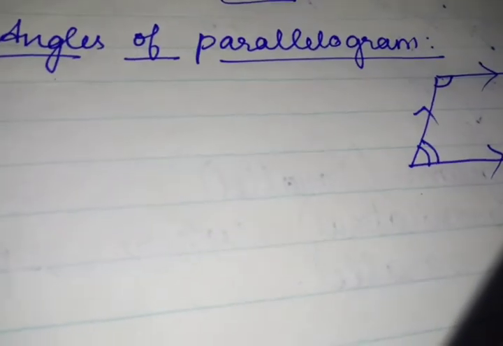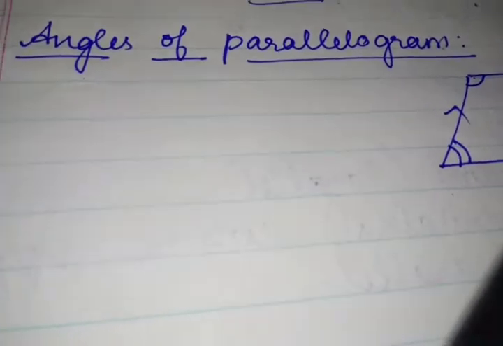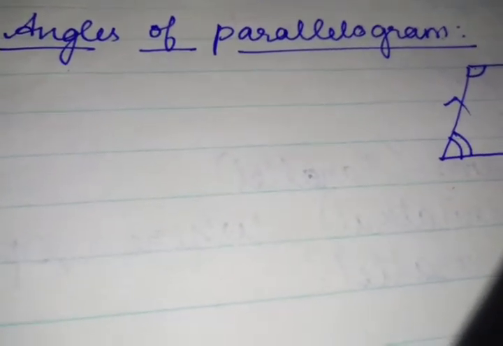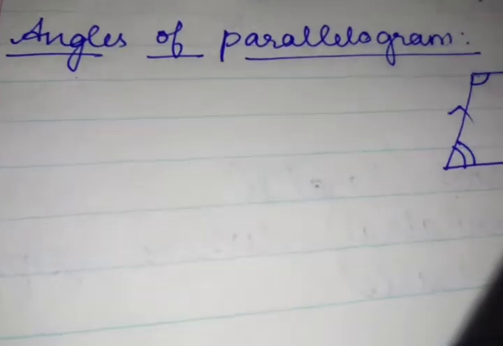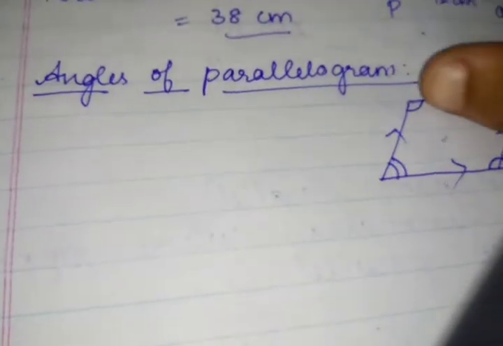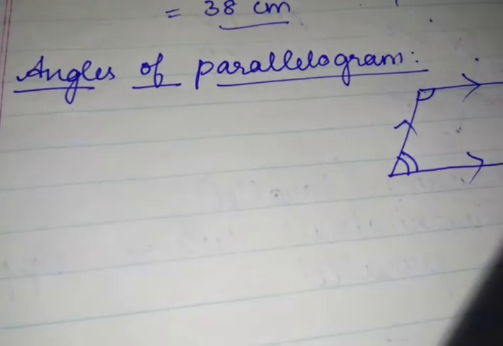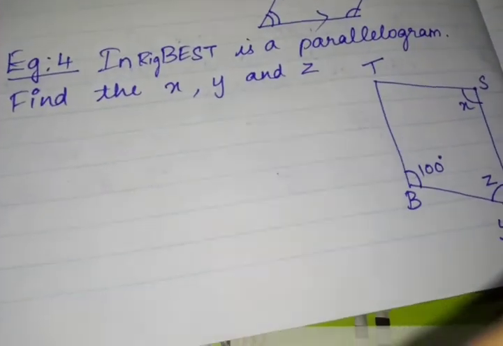In rectangle all the angles are 90 degree. Square all the angles are 90 degree. Okay, but in parallelogram opposite angles are equal. Okay children? Next example number 4.